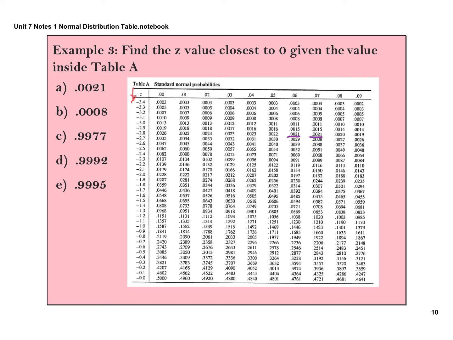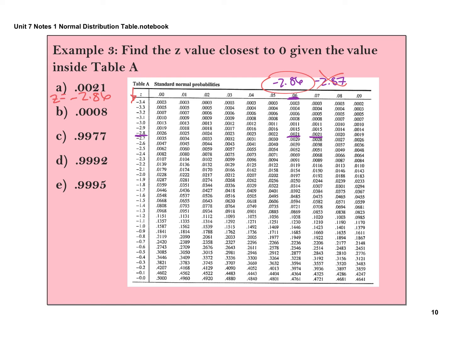So which one is closer to 0? If I look at the z-scores, I have negative 2.86 or you could do negative 2.87. Which one is closer to 0? It's this one. So z equals negative 2.86 is my z-score.